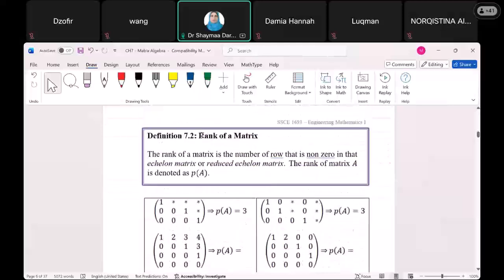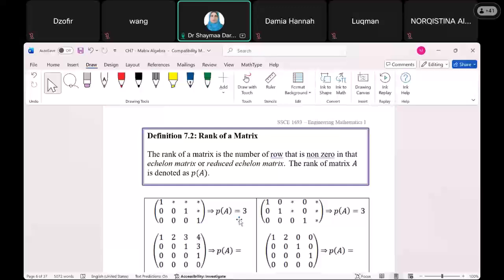Okay, the rank of a matrix. Before we determine the rank of the matrix, we need to convert the matrix either to echelon matrix or reduced echelon matrix. The rank of the matrix is the number of non-zero rows in the echelon matrix or reduced echelon matrix. If your matrix is not in echelon form, you have to convert it first, then you can find the rank.